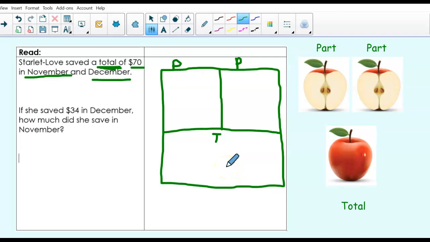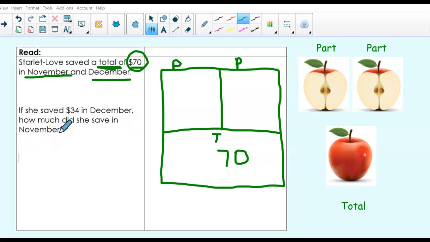So how much money was Starlet Love's total amount? How much did she save in total? That's right, $70. So we're going to write the number 70 in the box that says total. Now, can you help me finish reading the problem and underlining keywords? Here we go. If she saved $34 in December, how much did she save in November?